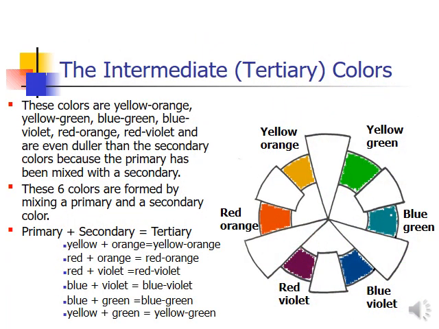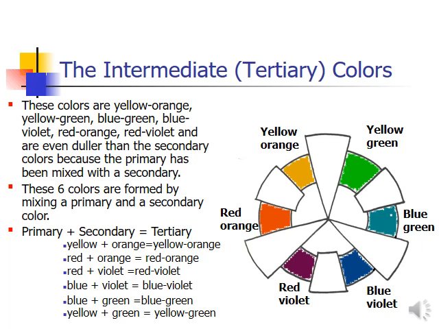Now let's review the tertiary colors, in other words, the intermediate colors. These colors are yellow orange, yellow green, blue green, blue violet, red orange, and red violet, and are even duller than the secondary colors because a primary has been mixed with a secondary. These six colors are formed by mixing a primary and a secondary color.